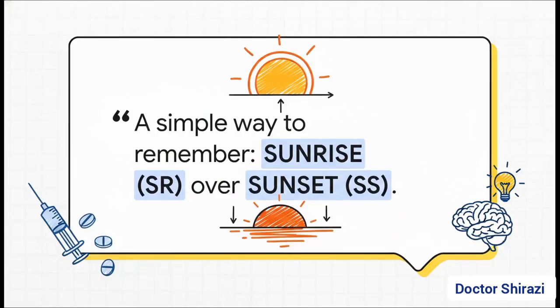And if you need a clever way to remember which number goes on top, here you go. Just think sunrise over sunset. The strength required, or SR, goes on top, just like the sun rising. The stock strength, SS, goes on the bottom. It sounds a little silly, but believe me, it works.